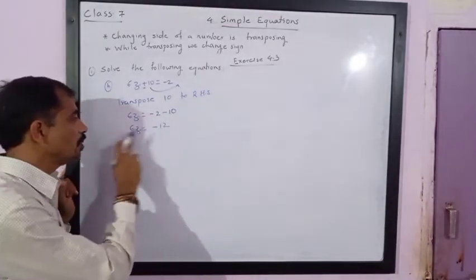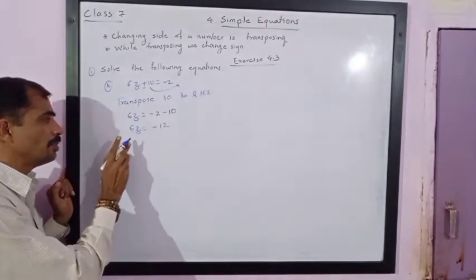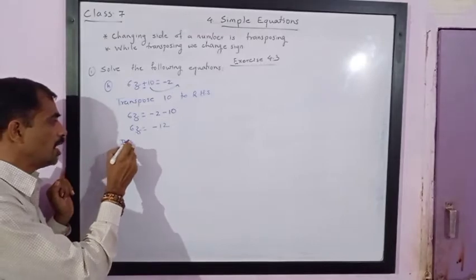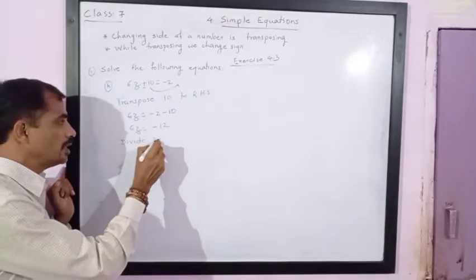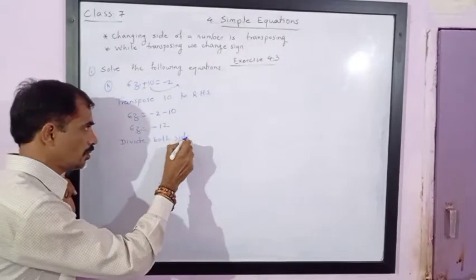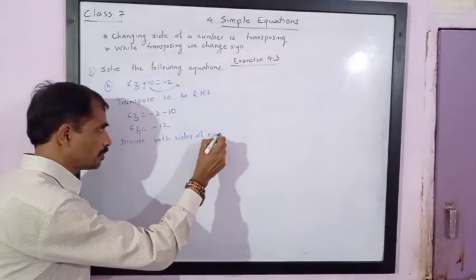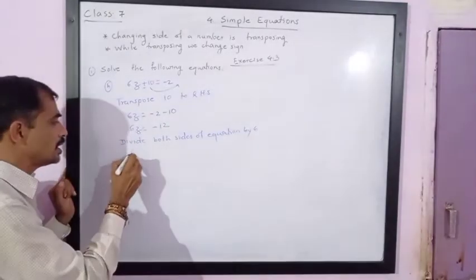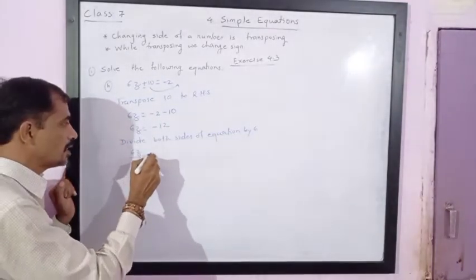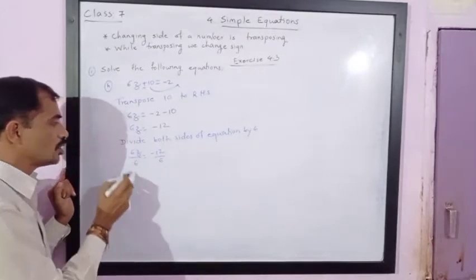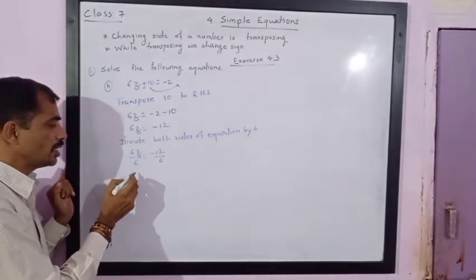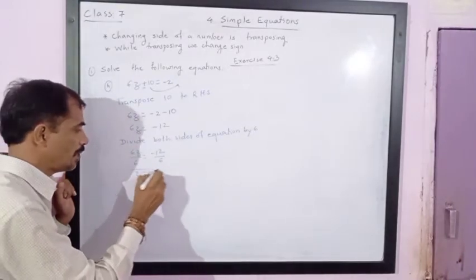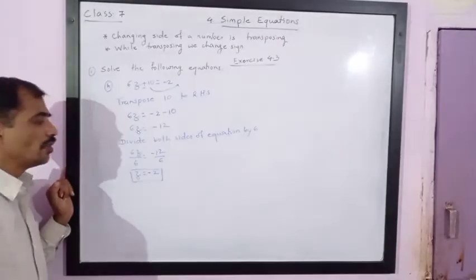So divide both sides. Here 6 is multiplying to the variable. It means we have to divide it. Opposite operation is division. Divide both sides of the equation by 6. So you will get 6z upon 6 is equal to negative 12 upon 6. So 6 we will eliminate with the 6. You will have z is equal to, 6 2s are 12, negative sign will be left. It means we have got z is equal to negative 2.